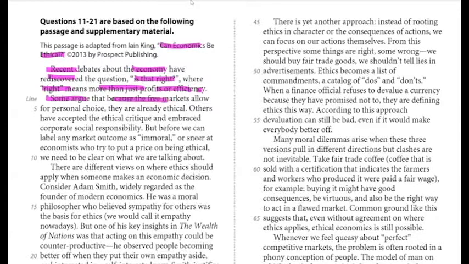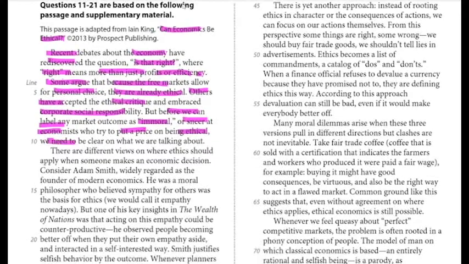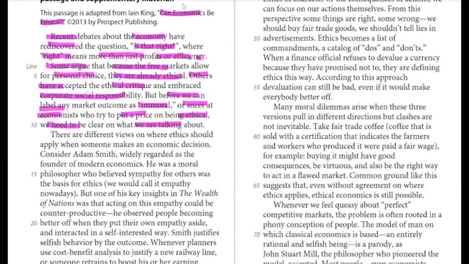Some argue because the free markets allow for personal choice, they're already ethical. Others have accepted the ethical critique and embraced corporate social responsibility. Before we can label any outcome as immoral or sneer at economists who try to put a price on being ethical, we need to be clear on what we're talking about. There are some views on where ethics should apply when someone makes a decision.